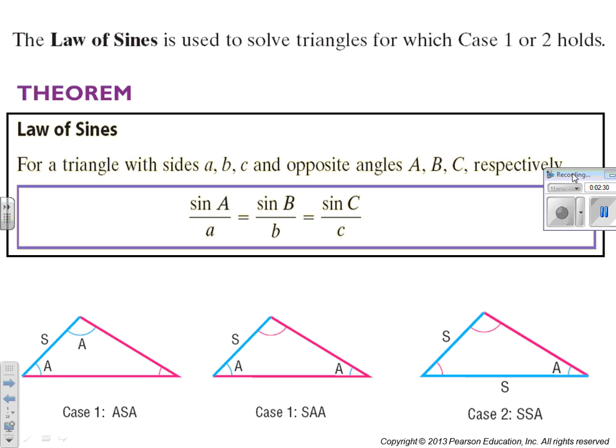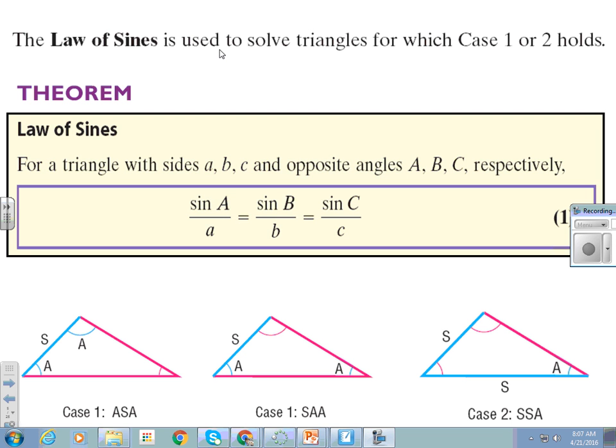Okay, so when we have case one or case two, we want to use the law of sines, and that's a pretty straightforward question that you might see on assessments. Which scenario would we use law of sines for?